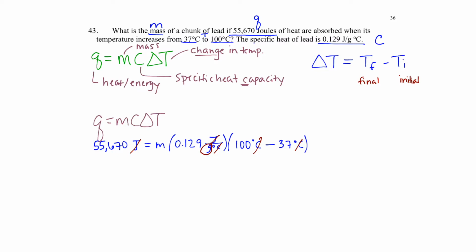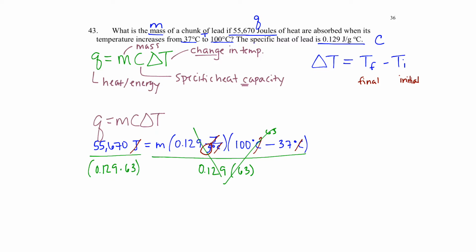Okay? So now if I just simplify this, our mass, let's do it this way. I would divide both sides by the code of our variable. So I'm going to divide this side by 0.129 times 63, right, which is 100 minus 37 is 63, which means I need to do the same thing over here. All right, so we'd see that this would cancel, meaning our mass would be 55,670 divided by this product.